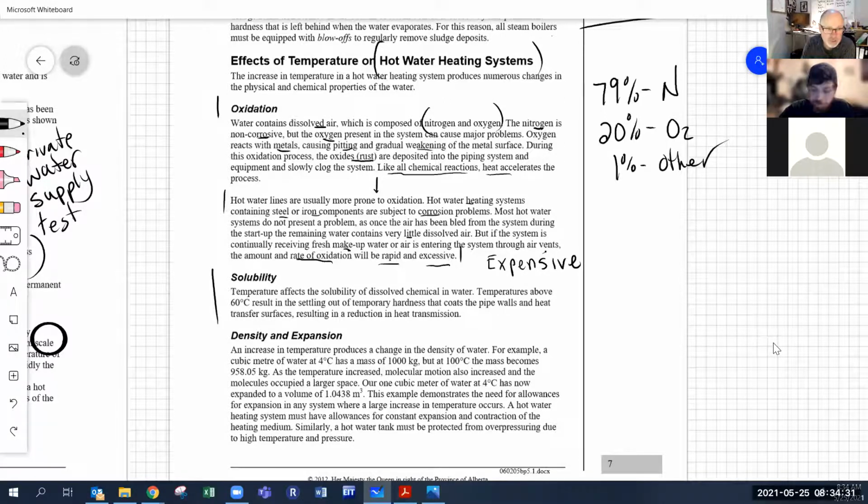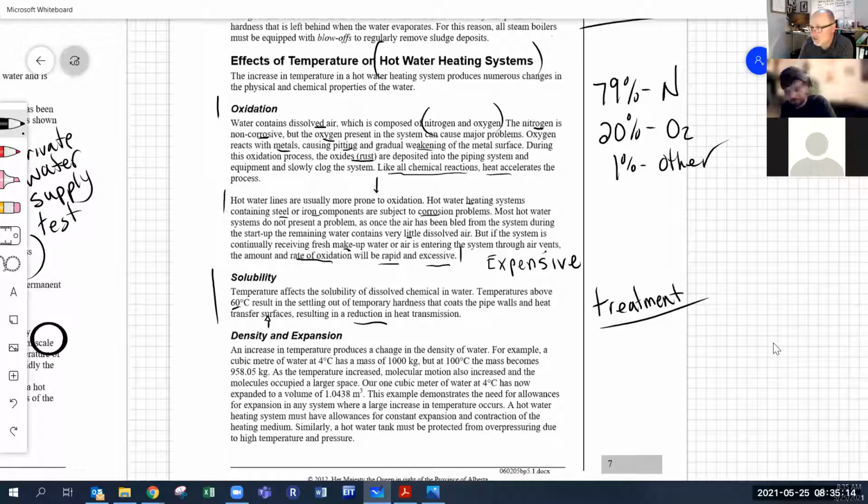So solubility. Temperature affects the solubility of these dissolved chemicals in water. Temperatures above 60 degrees C result in the settling of temporary hardness that coats the pipe walls and heat transfer surfaces. And they're talking about the boilers in here, these heat transfer surfaces, resulting in a reduction in heat transmission. So we do need to be aware of this stuff, and treatment for our systems needs to happen, or else they're never going to last, right? We want these things to last.